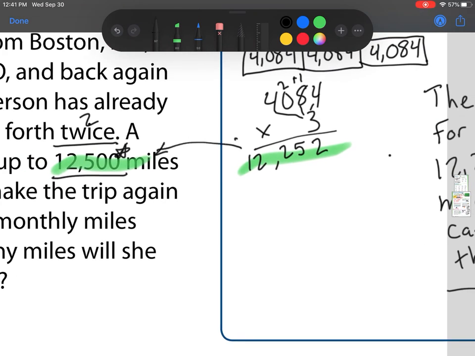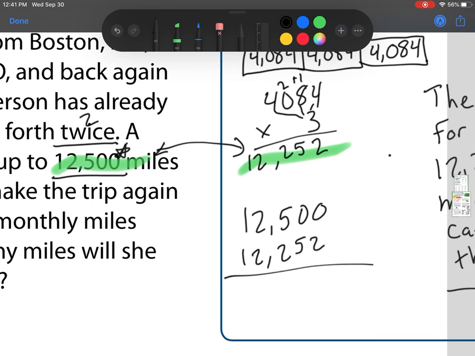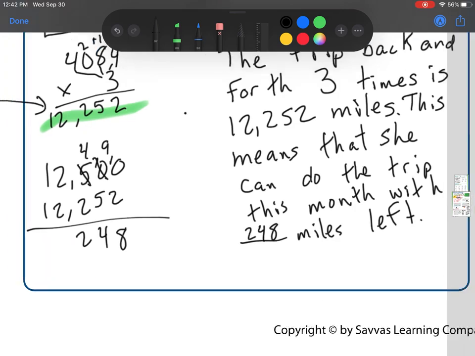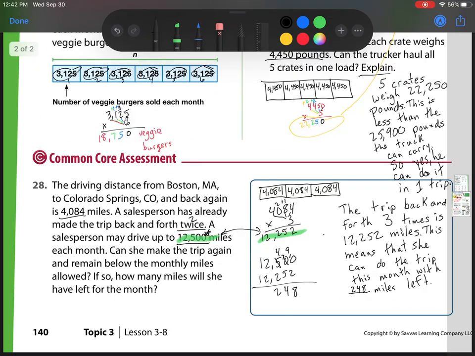So we need to fill in that blank with how many spare miles does she have if she needs to go to like McDonald's or the drive-in movie theaters. Who knows what she's doing on her business trips. So we're going to subtract them. So we can't do 0 minus 2, so we need to go and borrow. So this will become a 10, so we can borrow and it changes to a 9. 10 minus 2 is 8, 9 minus 5 is 4, 4 minus 2 is 2. So she'll have 248 miles left. All right, guys, that's it for this lesson. Good job.